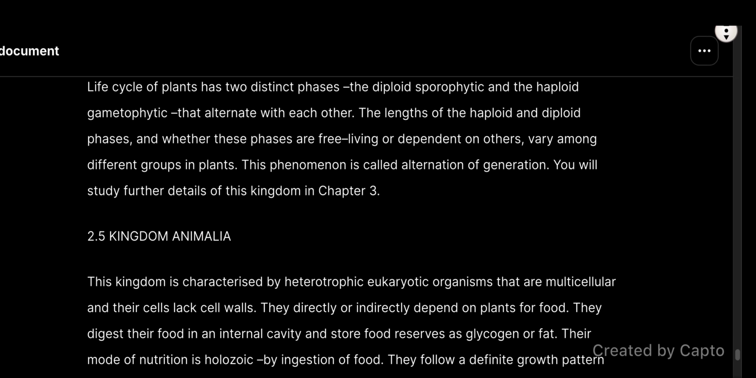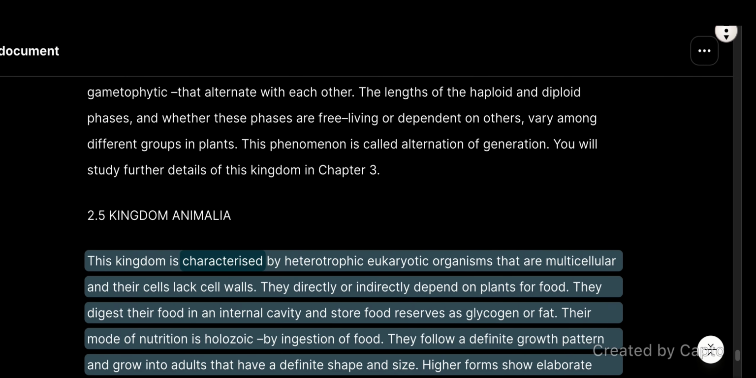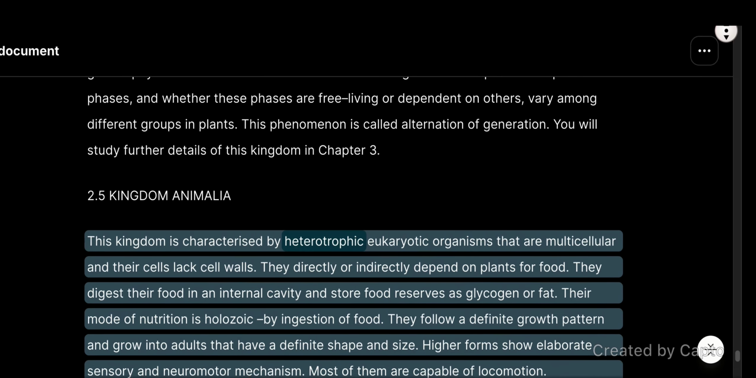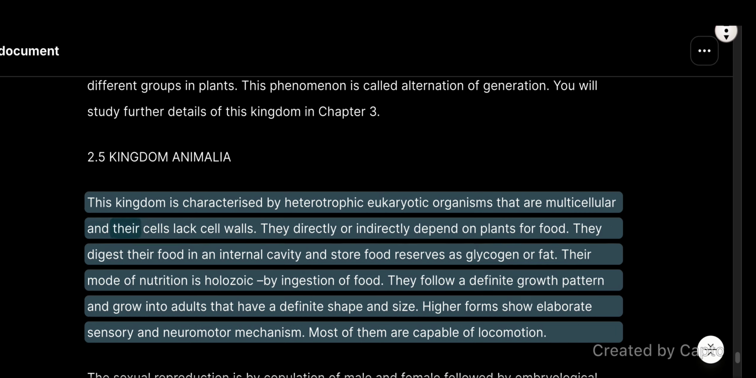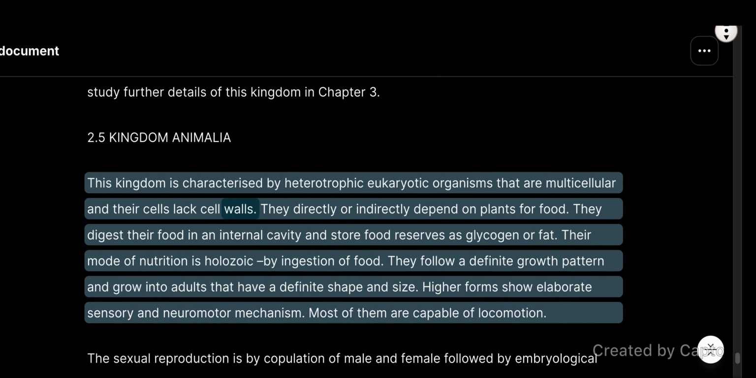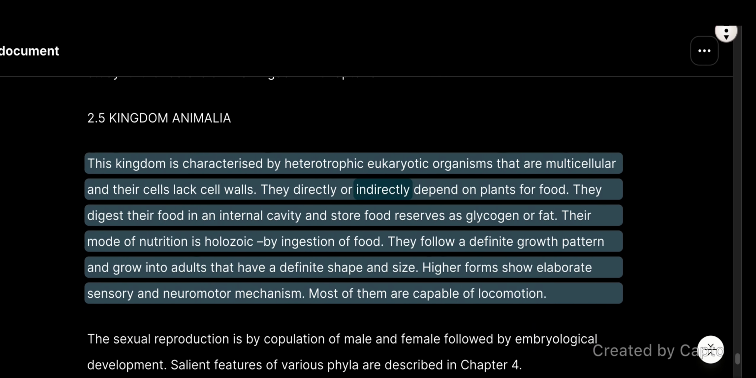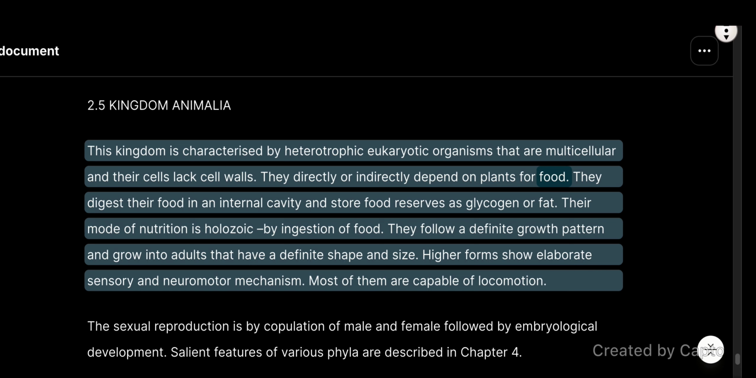2.5 Kingdom Animalia. This kingdom is characterized by heterotrophic eukaryotic organisms that are multicellular and their cells lack cell walls. They directly or indirectly depend on plants for food. They digest their food in an internal cavity and store food reserves as glycogen or fat. Their mode of nutrition is holozoic, by ingestion of food.